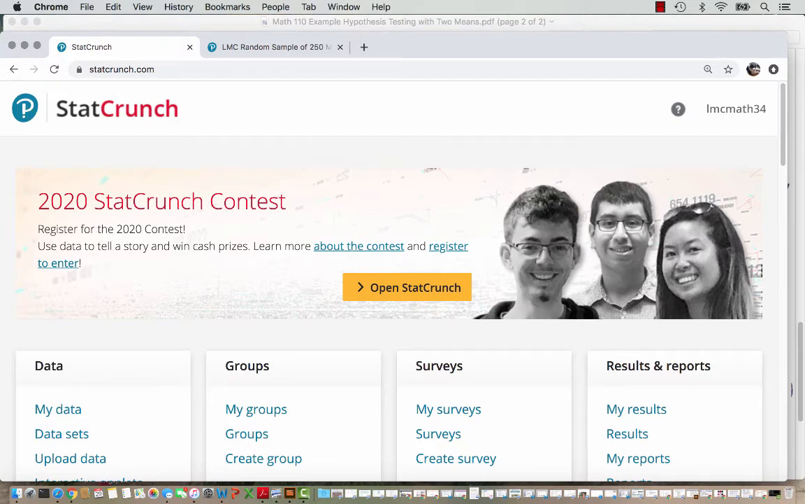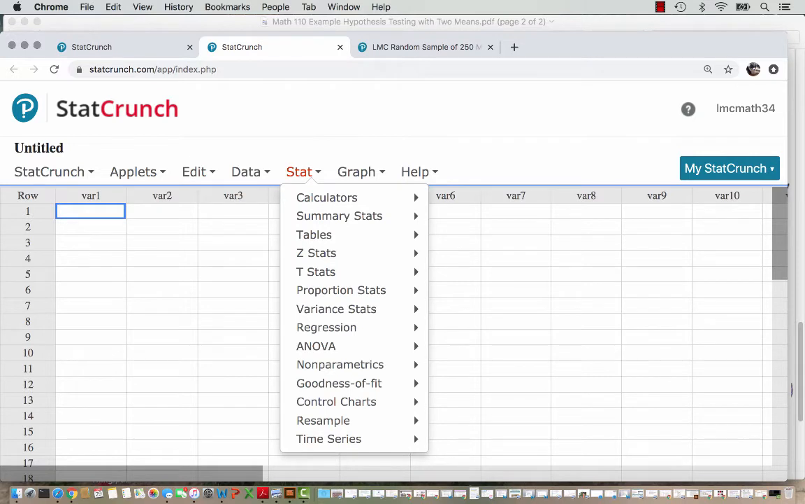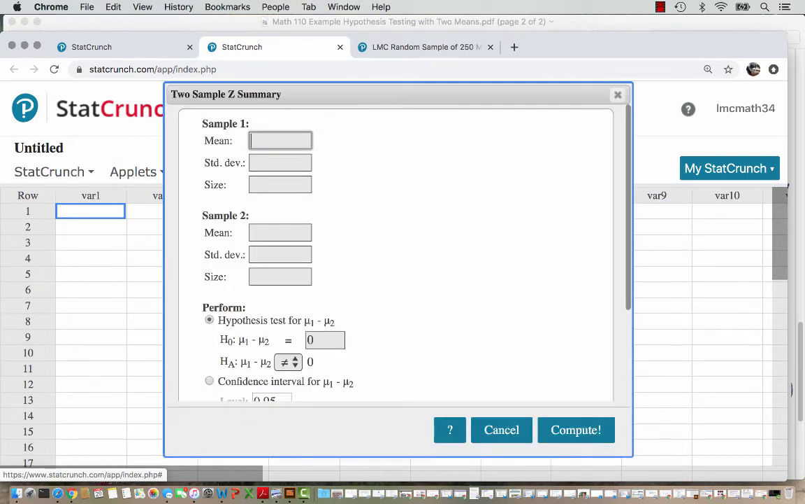So here we are in StatCrunch. We have summary data, so we're going to go to Stat, Z-Stats, 2 samples with summary, because we have all the values already given to us. We don't need to work with the data file. And so sample 1 is San Francisco. So I'll put in that sample mean, 3,064, and then the population standard deviation is the 630, and the sample size was 34 apartments. And then sample 2 was the Concord apartments, so the mean there was $2,424. The standard deviation was 740, and the sample size is 31.